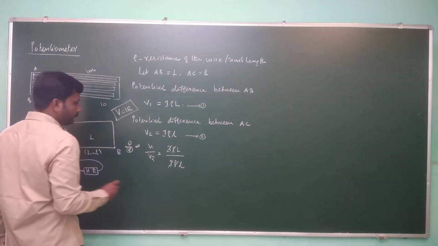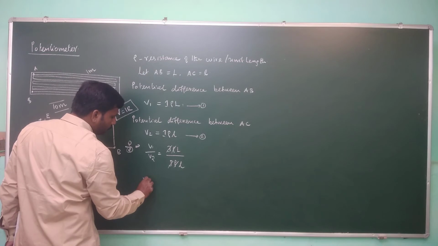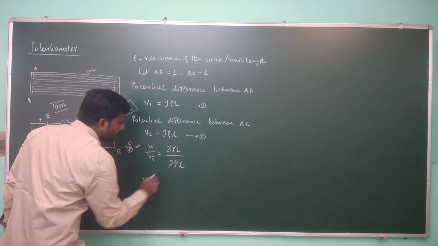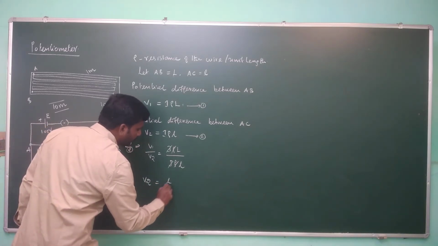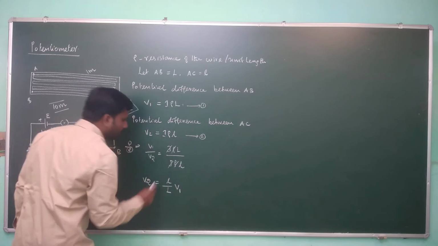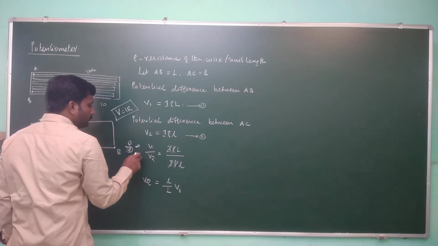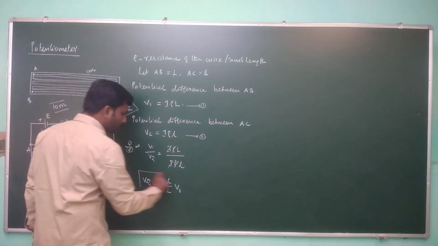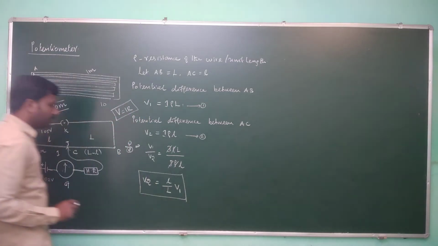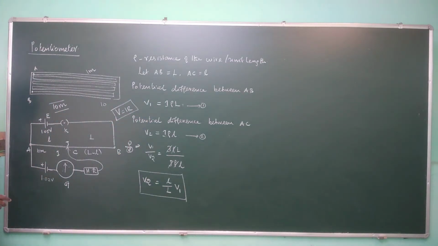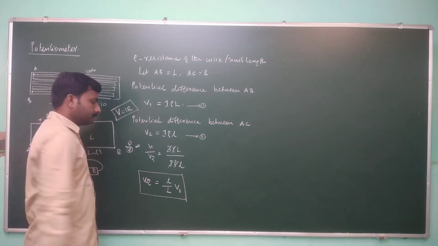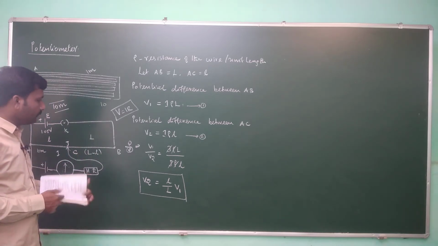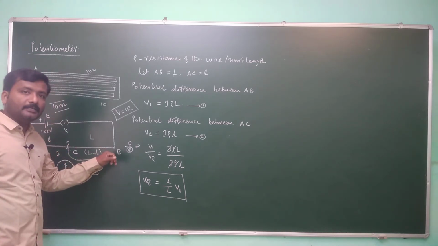That you can write V2, that is nothing but l by L into V1. That is, you bring this L to the denominator, and the V2 on the right hand side of the numerator. So this is the potential difference across the points AC. It is nothing but the ratio of this length divided by the entire length, multiplied by the potential difference across the entire length.